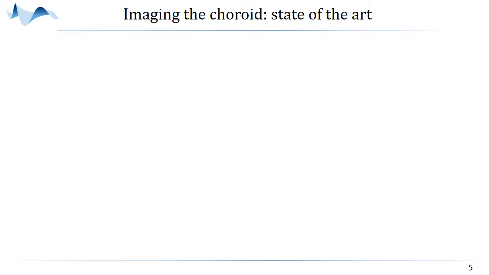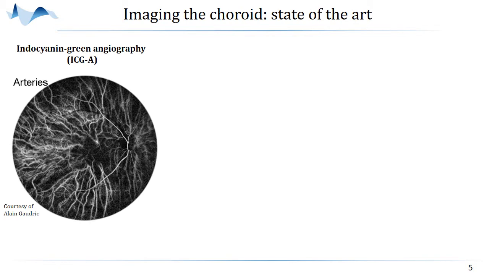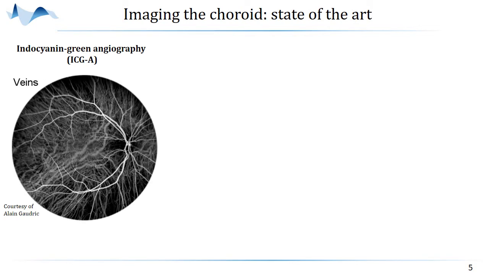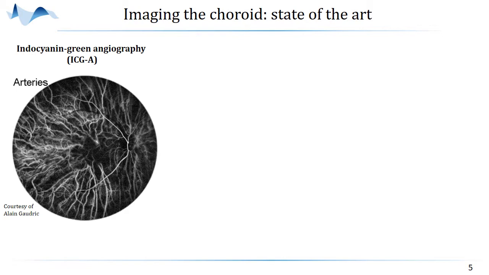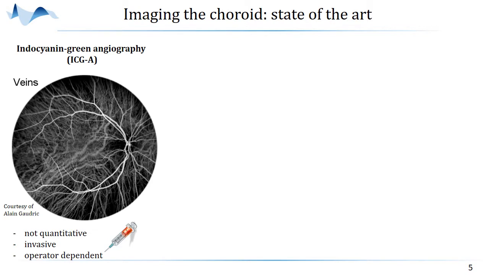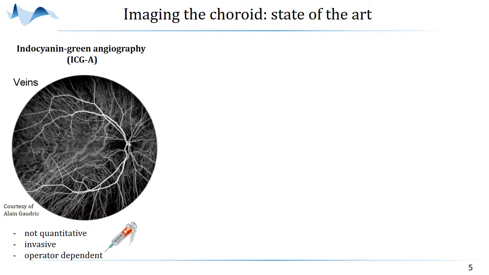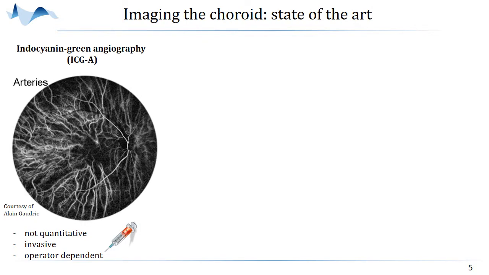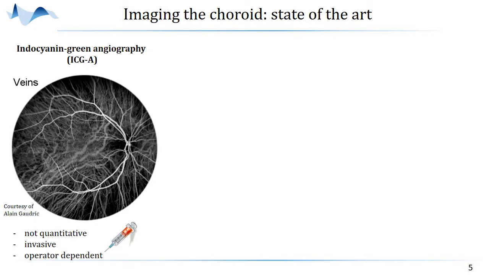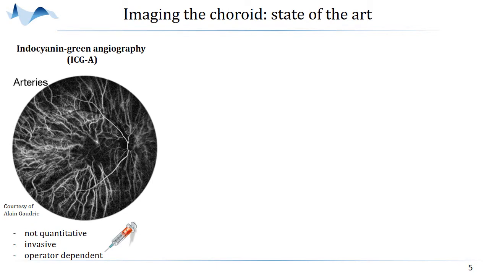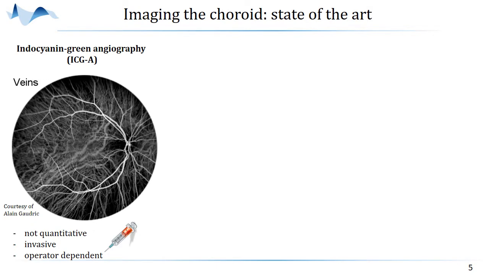So what is the state of the art to image the choroid nowadays? Well, first it's indocyanine green angiography, which has been there for a long time, and it's useful because it's able to reveal arteries differently from veins, but it's not quantitative. As always, blood flow is not quantified in physical units. It's invasive, which can be unpleasant and unsafe, and what is very problematic is that it's operator dependent, meaning that it's unreliable. You're never sure that you're going to get the same image twice, especially of the arterial timing with ICG angiography.